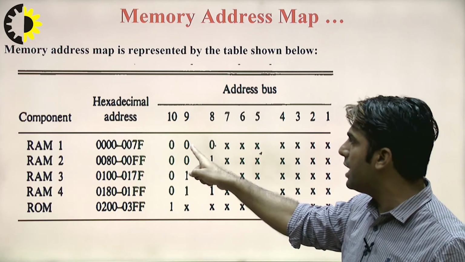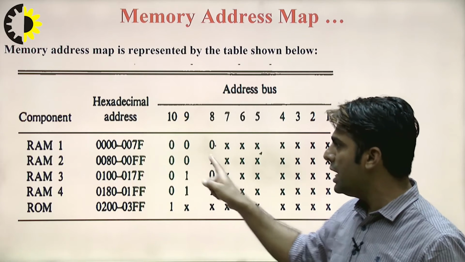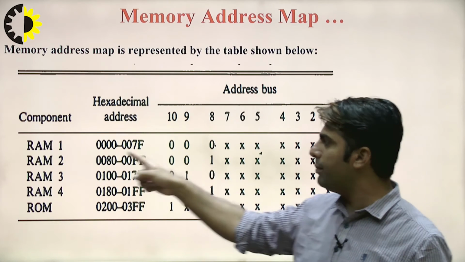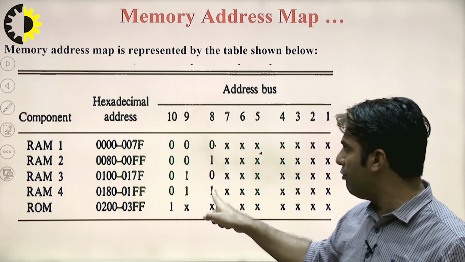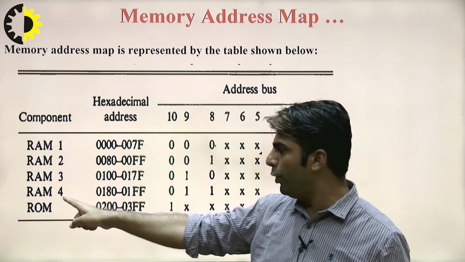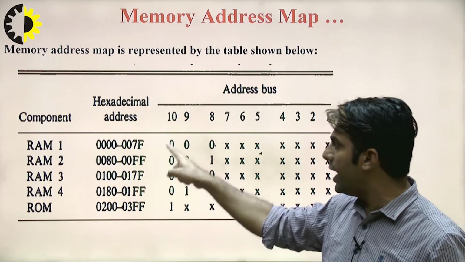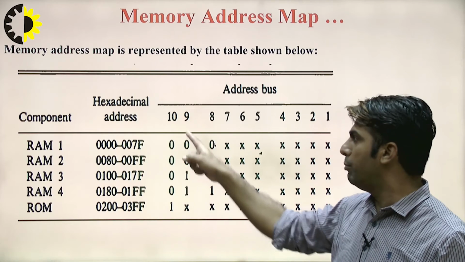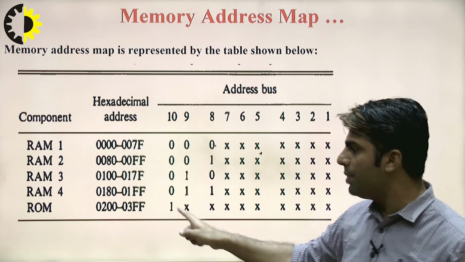If 8 and 9 are 0, 0, RAM 1 will be selected, but 10 is 0. When it is 0 and 1, RAM 2 will be selected, the 10 remains 0. When it is 1, 0, RAM 3 will be selected, the 10 remains 0. When bit numbers 8 and 9 are 1 and 1, it will select RAM number 4, but 10 will remain 0. So in all the cases, we can observe that the value in the 10th line is 0. The moment the value of line 10 gets 1, it selects the ROM.